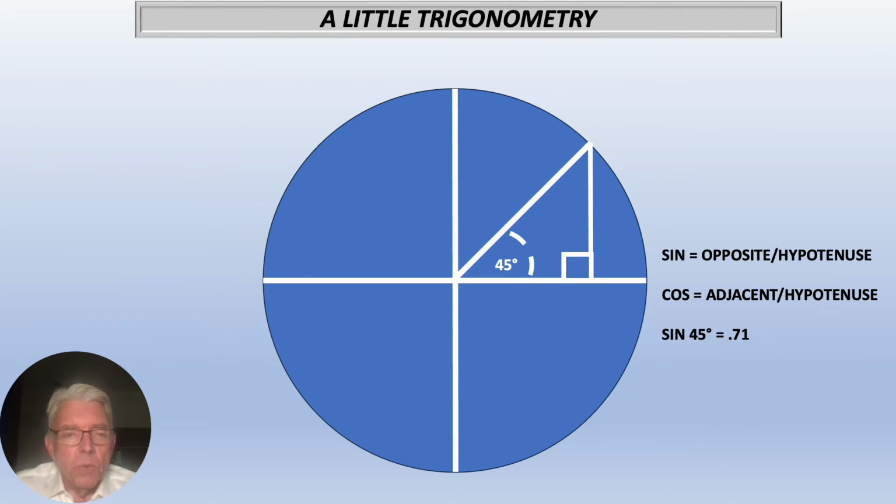And in this case, when the angle is 45 degrees, both the sine and the cosine turn out to be 0.71. And that sort of makes sense, because if the length of that line that's at the angle there is 1, you can see that both the opposite side and the adjacent side are less than that, okay? So 0.71 makes sense.